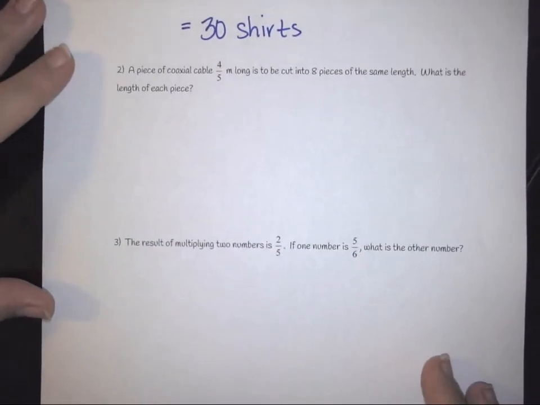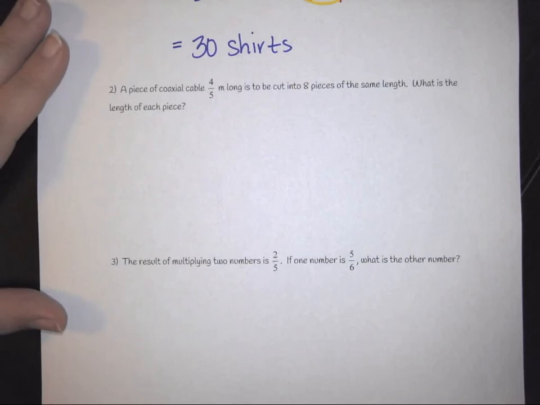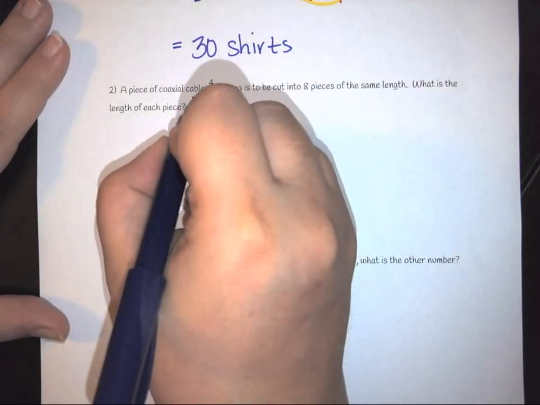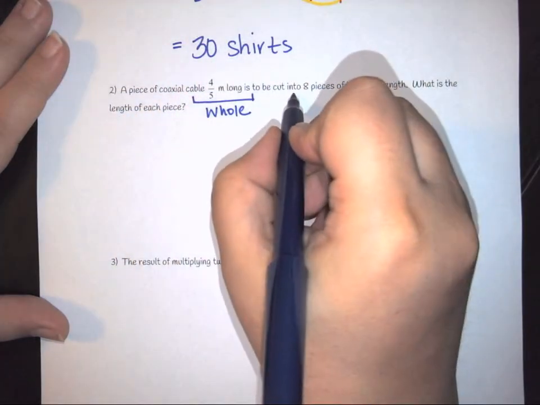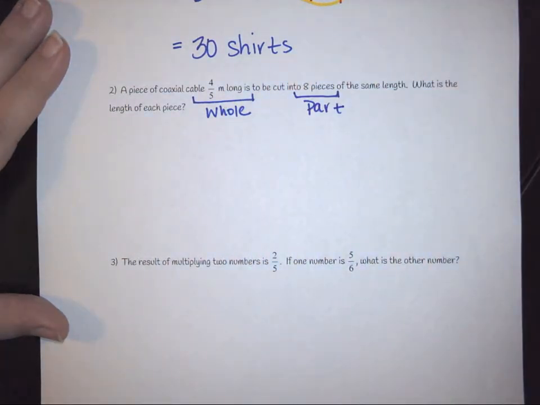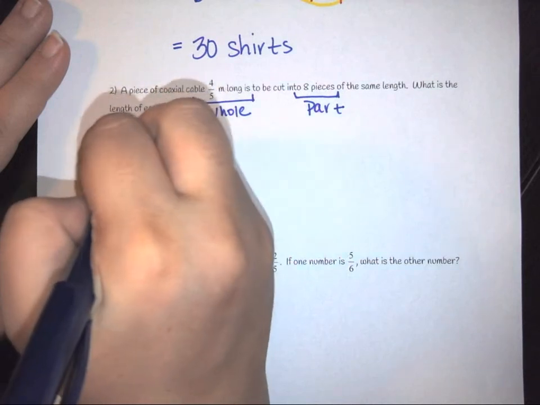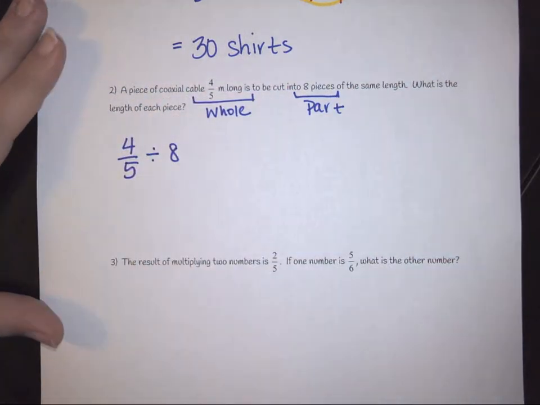Alright, here we have a piece of coaxial cable that is 4/5 meters long, and it needs to be cut into 8 pieces of the same length. And the question wants to know what is the length of each piece. Okay, so when we're looking at this, this piece right here is my whole, and this piece right here is my part. So I have 4/5 total cable, and I want to divide that into 8 equal pieces.